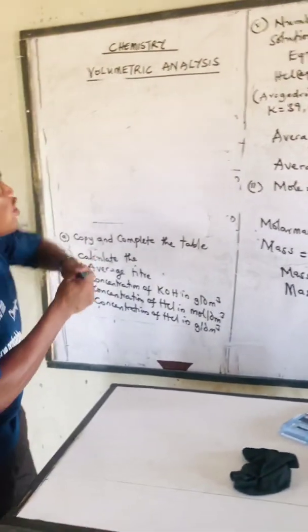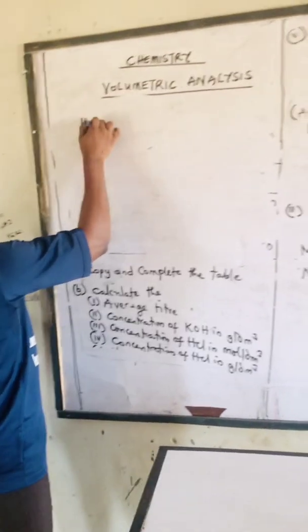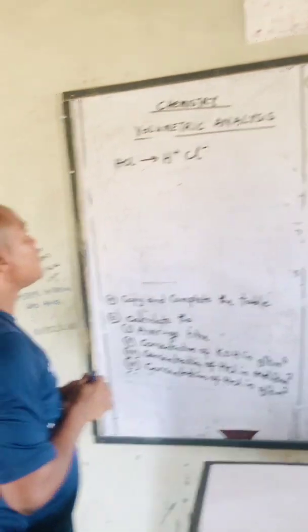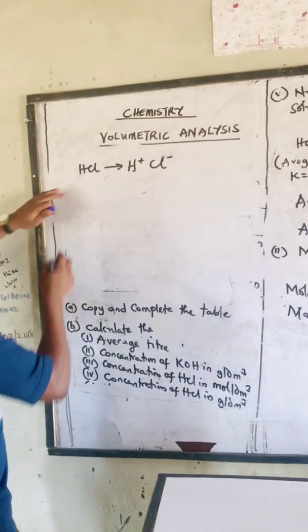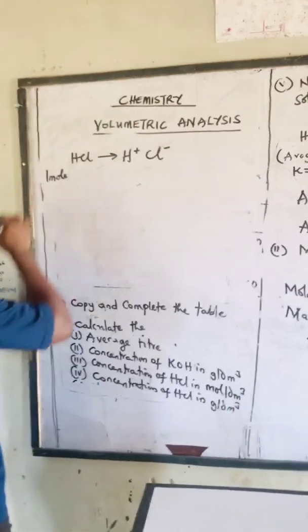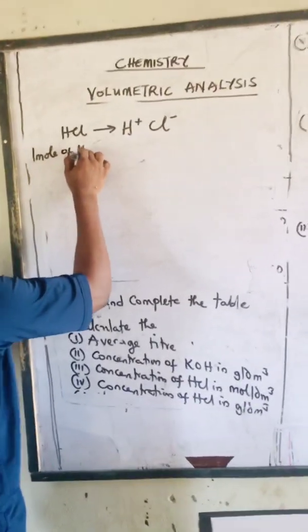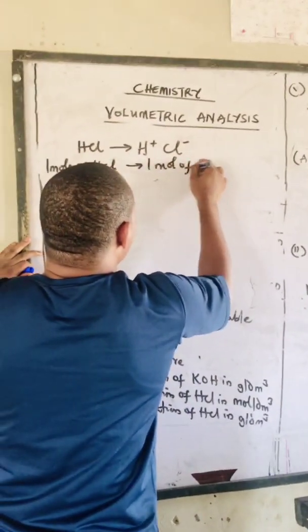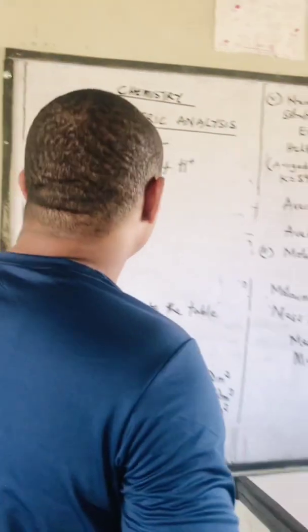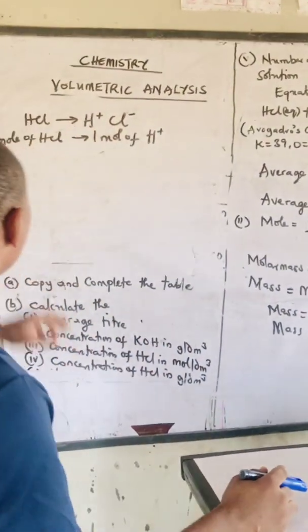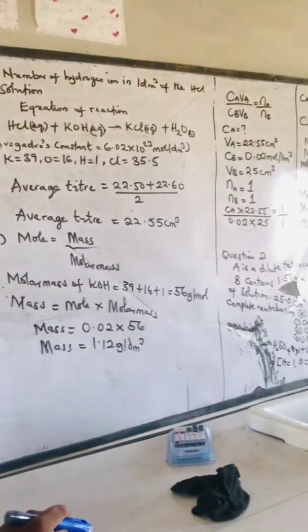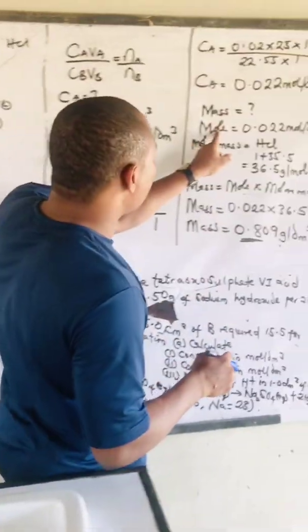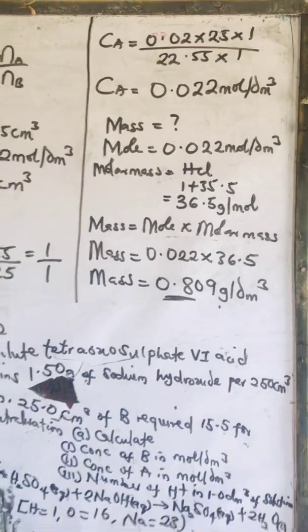From there, our dissociation reaction for HCl will be HCl equal to H plus Cl, and that's our dissociation reaction. Now for HCl, which means that 1 mole, please follow me, 1 mole of HCl, don't forget we are looking for hydrogen ion, gives 1 mole of hydrogen ion. Okay, from there, from our calculation, what is the mole of HCl? You have the mole of HCl here to be 0.022.